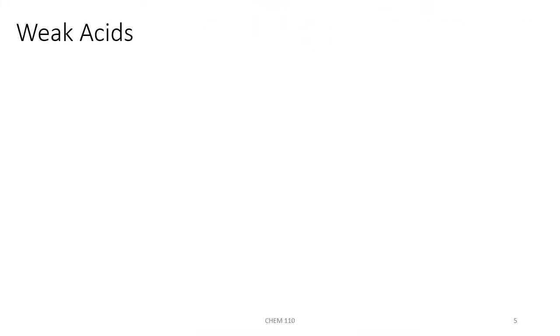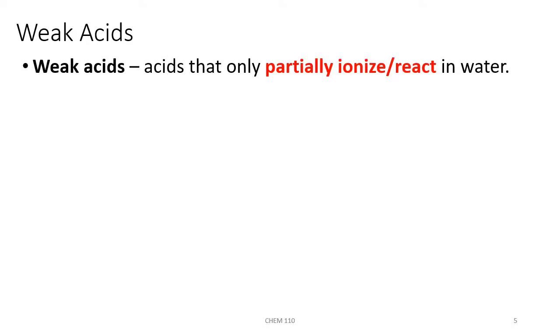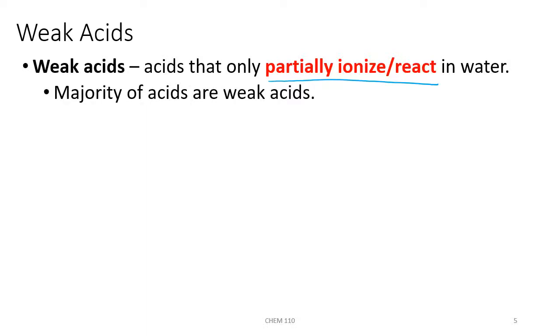If an acid is not on our list of strong acids, then it must be a weak acid. The majority of acids are weak acids. Those are going to be substances that only partially ionize in water. So they don't ionize 100% like we saw with the strong acids. An example of a weak acid is something like acetic acid, which is found in vinegar.